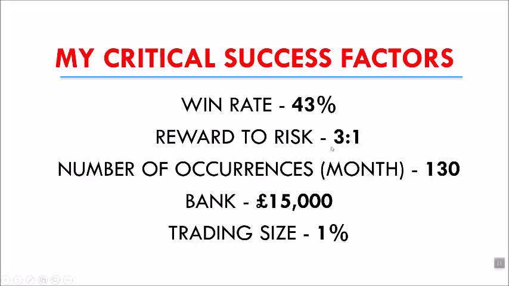My reward to risk is actually 3.2 to 1, but I've rounded it down to 3 to 1 taking into account the fact that with Betfair, the Betfair exchange, there are charges that they apply to transactions. So by making it 3 to 1, I kind of cover it in the sense that my true reward to risk is 3.2 to 1, but rounding it down to 3 to 1 takes care of covering the transactional cost. Number of occurrences 130 per month.